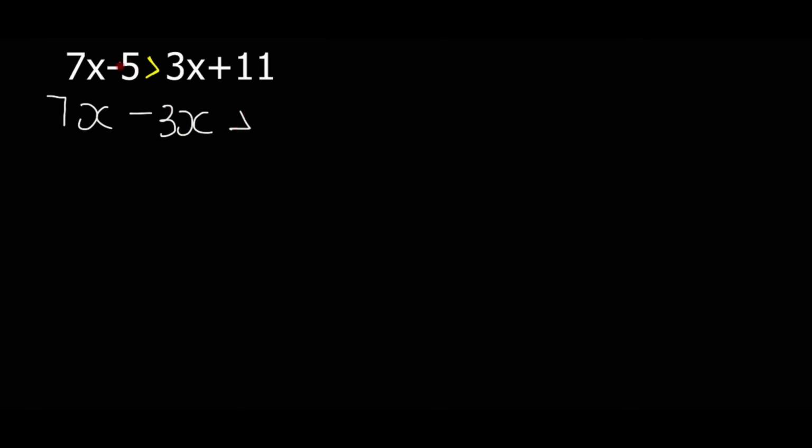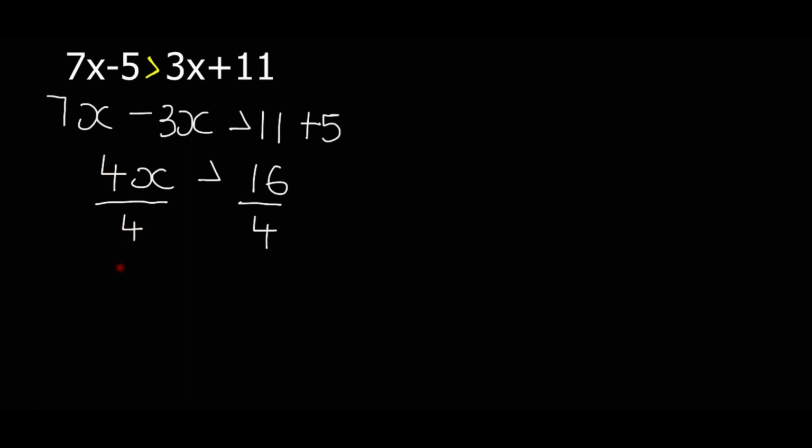And then now we move negative 5 to the other side. Change a side, change the sign. So now we have x with x together, and a number with a number together. 7x minus 3x is 4x. And then 11 plus 5 is 16. And then from here, we divide both sides by the coefficient of x, which is 4. 4 and 4 cancel, and then 16 divided by 4 is 4, and then this is our solution.